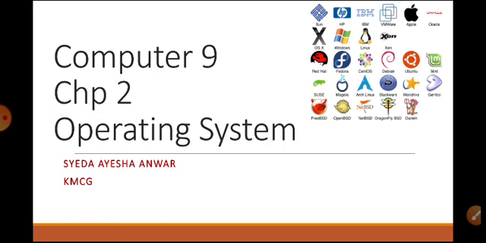We are studying chapter number 2, which is about operating system. We have covered its introduction, its interfaces and its classification in previous lectures. Today we are going to learn about the types of operating systems that are commonly used.